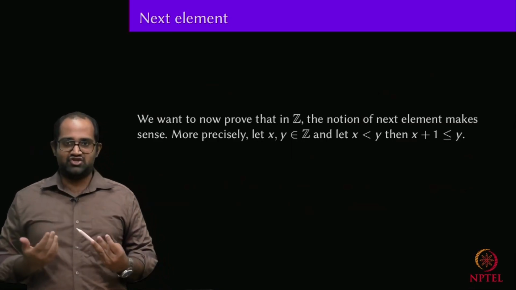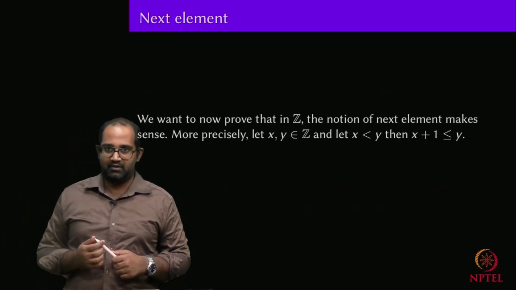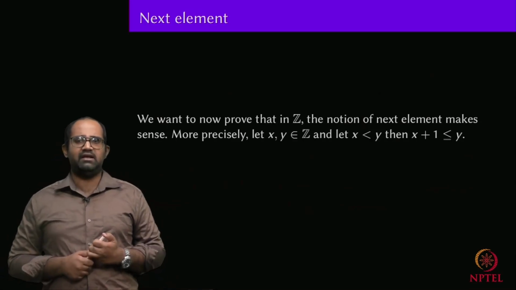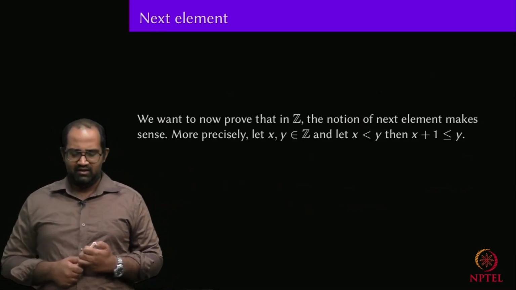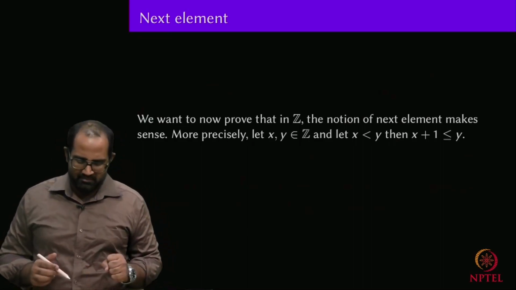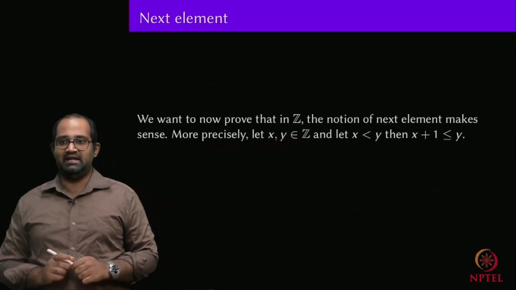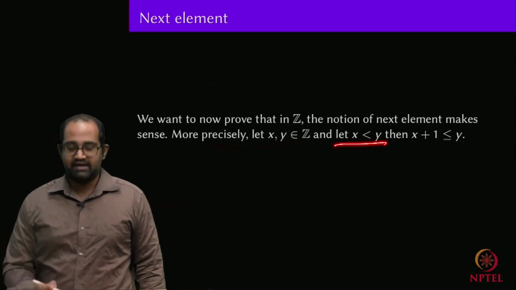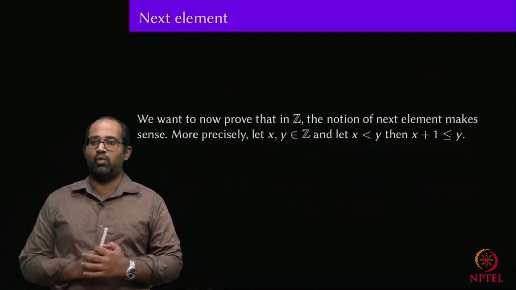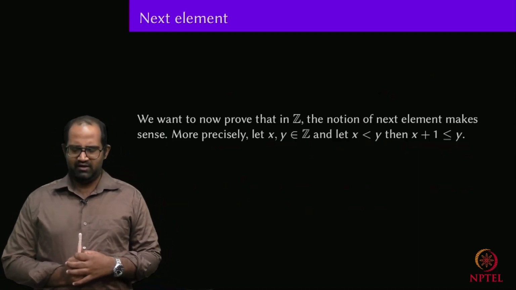Now, we want to at least show that these abstract integers that we have conjured up have this next element property. How would you make such a thing precise? How to say that there is a next element? Well, we put it in a somewhat obscure way, but it will be immediately clear what we mean. Given x, y in the integers with x less than y, then x plus 1 is less than or equal to y. Why have we stated this in such a peculiar way?